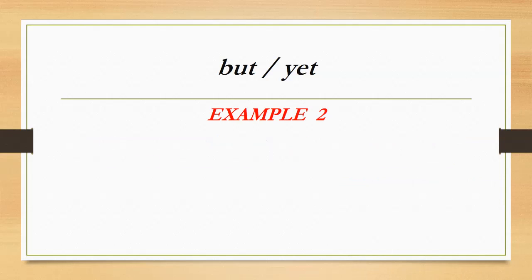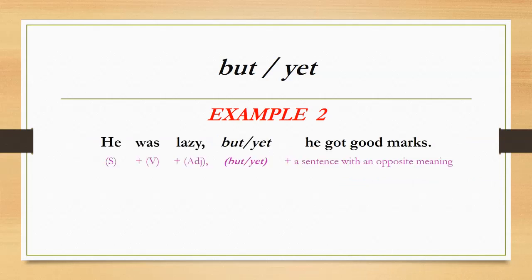Example 2. He is a subject, was is a verb, lazy is an adjective. He got good marks is a sentence with an opposite meaning. He was lazy, comma, but or yet he got good marks.